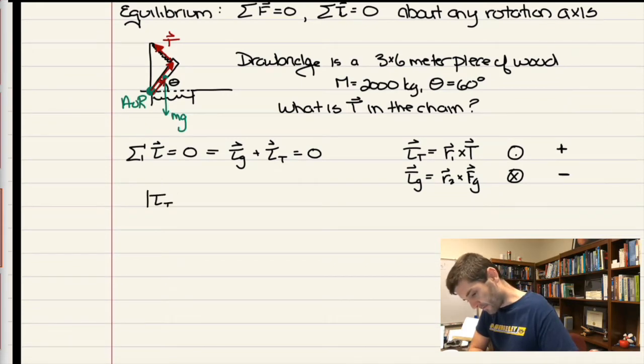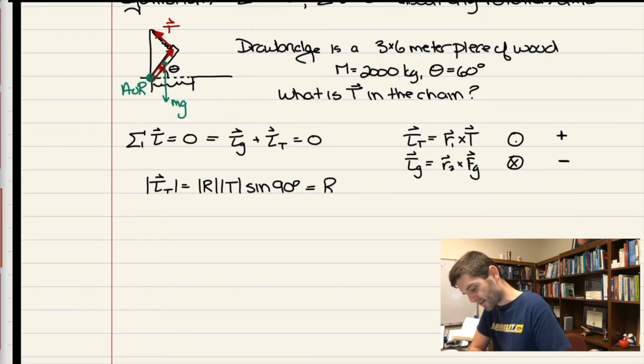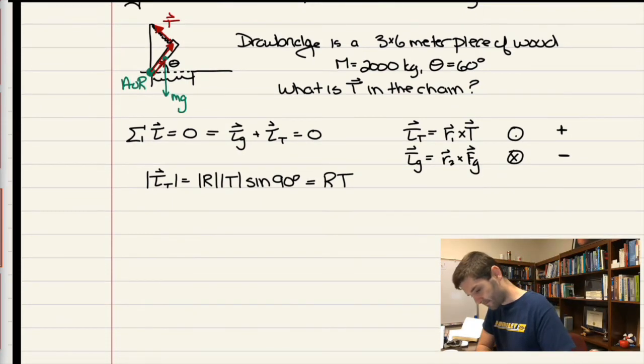So the torque from the tension is the moment arm, R, times the tension force, and then the sine of the angle between them, but that is 90 degrees. So then this is just the length of the drawbridge times the tension force, and that's it. Sine of 90 is 1. And with a plus sign. If we think of the magnitude, I guess not technically the magnitude because we're going to have a negative sign here.